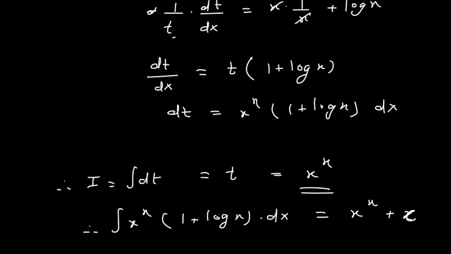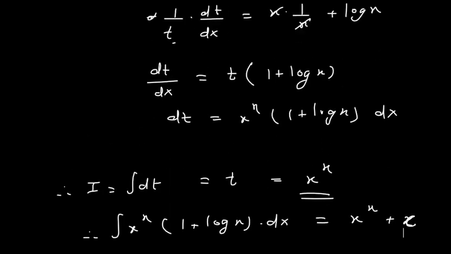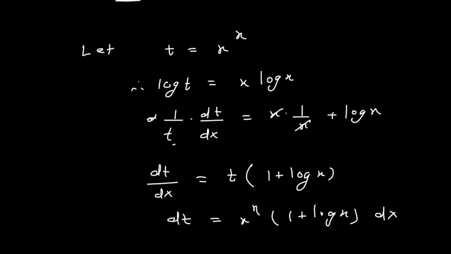Now let us see one more question. Question number 8 we have done. So let us see question number 9. Find the maximum and the minimum value of the function hx, where hx is equal to sine 2x. We have to find maximum or minimum value of this function.